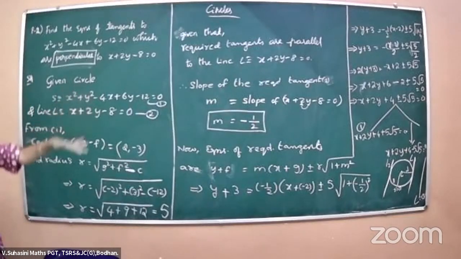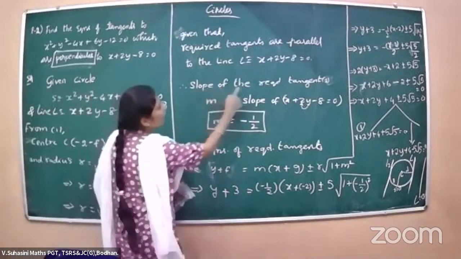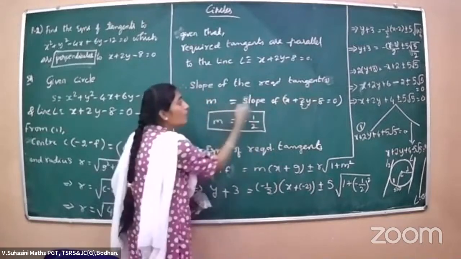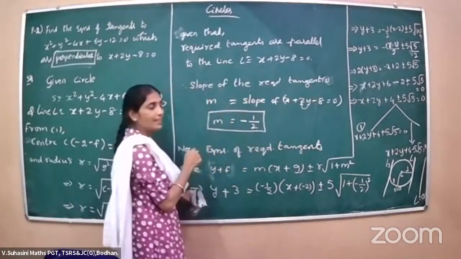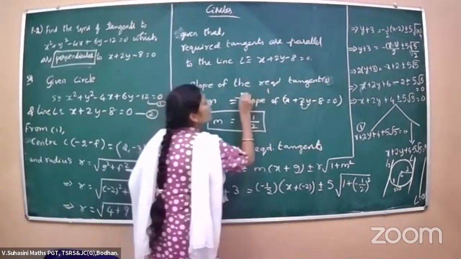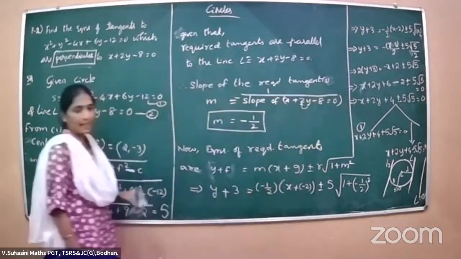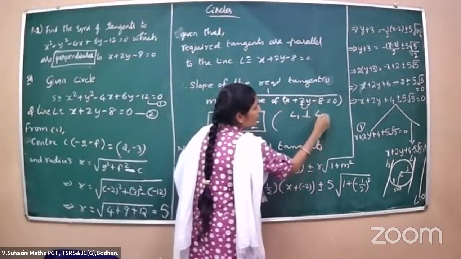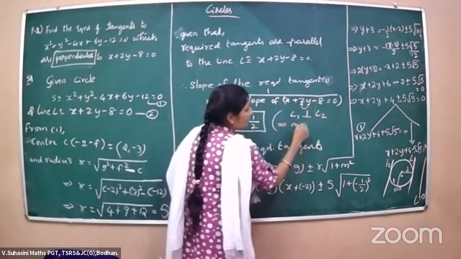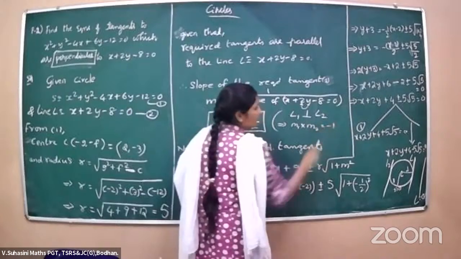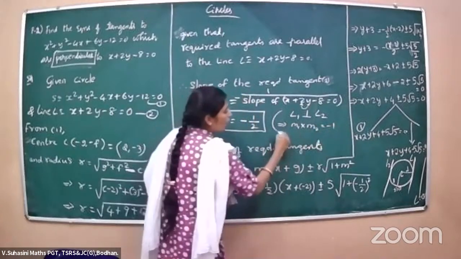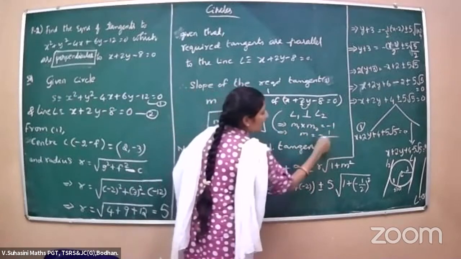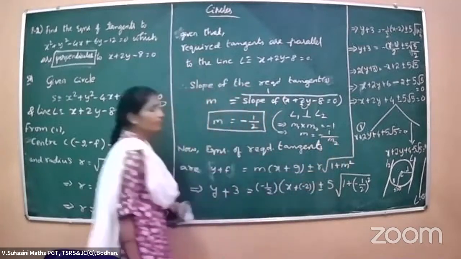Procedure, everything is the same, but the slope of the required tangents will not directly be equal to the slope of the given line. No, it is minus 1 by the slope of the line. Because if L1 is perpendicular to L2, this implies M1 into M2 is equal to minus 1. Therefore, the slope of the required line M is equal to minus 1 by M2.